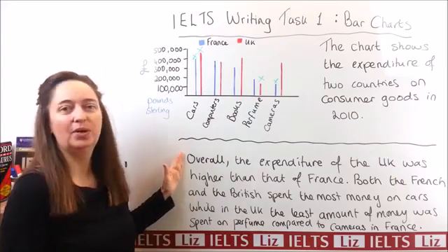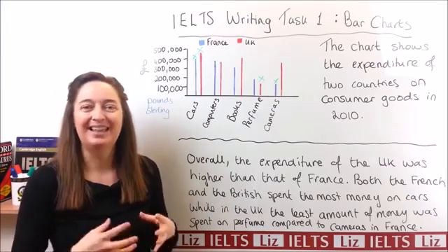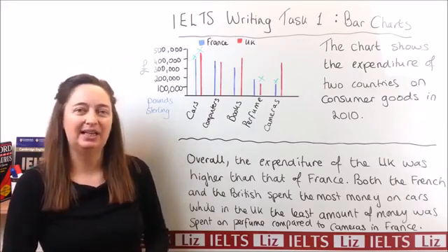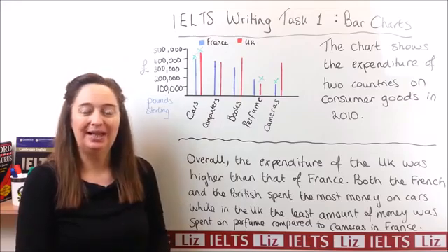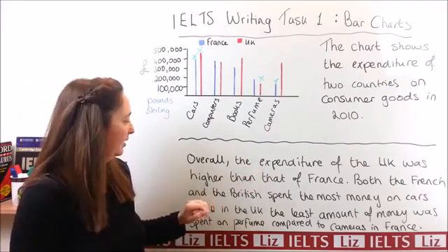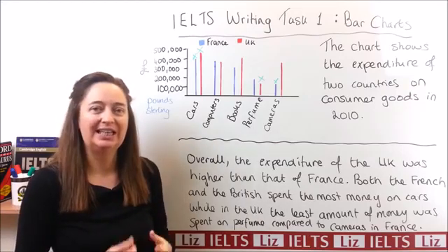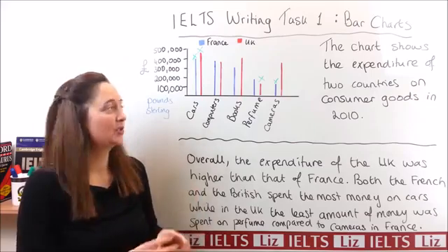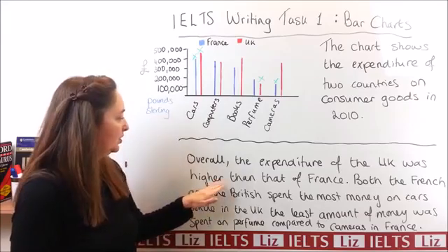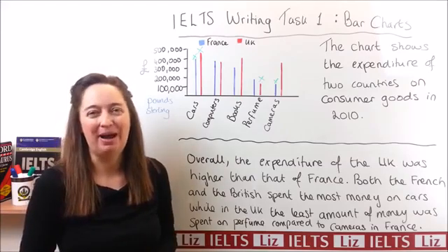We start with the word overall because we want to show the reader, to show the examiner, that this is our overview. This is a good technique to use because it means the examiner can easily find the overview, and that will help us get a better band score. So overall, the expenditure of the UK was higher than that of France. So this is our first key feature. Overall, so taking the whole chart together, which one was higher? And you can see we're using a comparative. Overviews usually have comparatives.